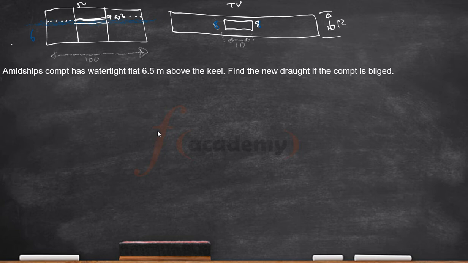Okay, so what they're literally saying is they have a watertight flat that is about 6.5 meters above the keel. Remember our draft is 6 meters, and now they're saying that the midship compartment is bilged. There is a hole, so now water is flooding inside the ship.